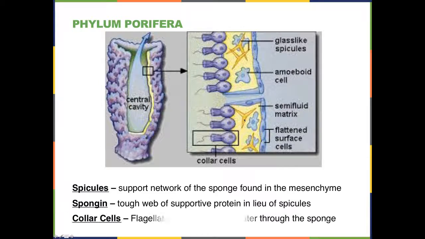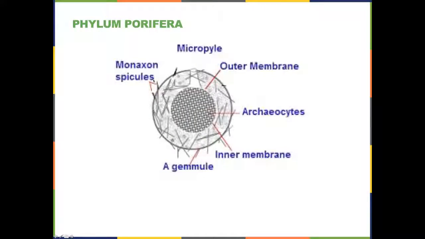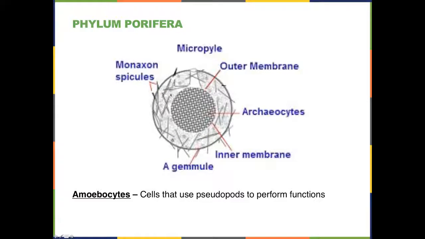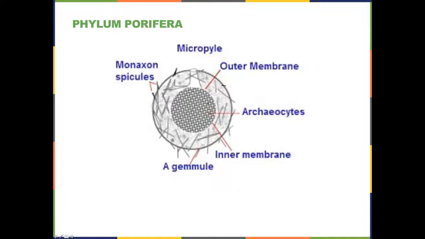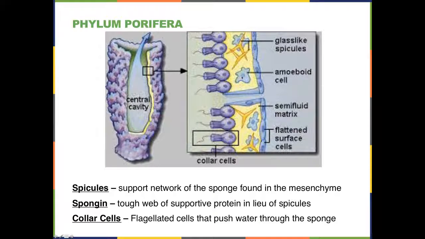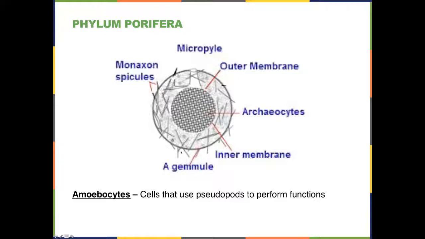Now this diagram also shows these collar cells on the inside. Here's the epidermis out here, and the mesenchyme, and then the collar cells are on the inside. These collar cells have flagella, and they help circulate the water through the sponge. As it comes into the sponge, they circulate it into the central cavity and then out the osculum. Now, let me go back to this last picture. You see these amoeboid cells that are in the mesenchyme. They're called amoebocytes because they use pseudopods to perform their functions, and their functions include circulating materials, eliminating waste and taking in food.